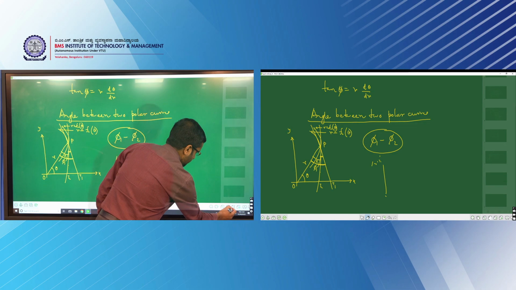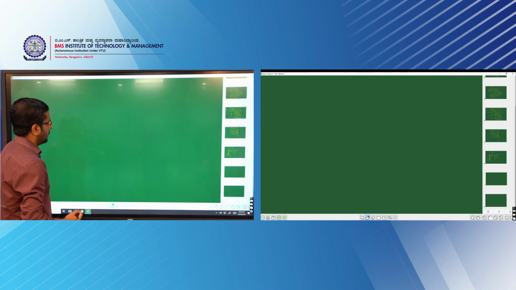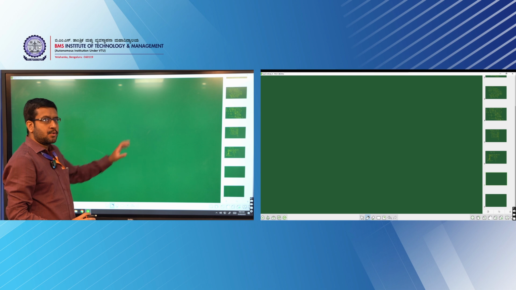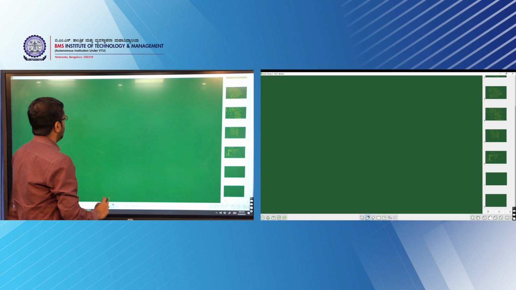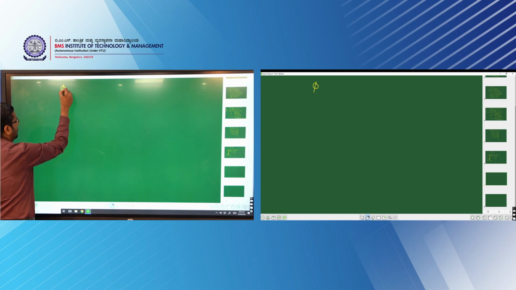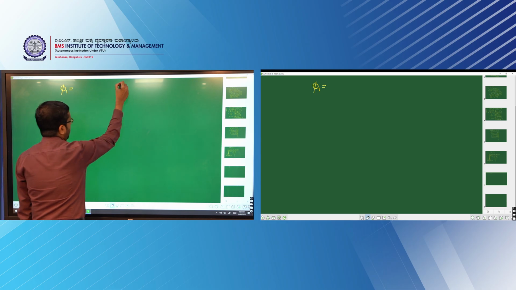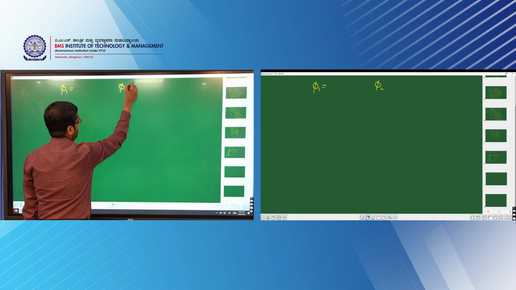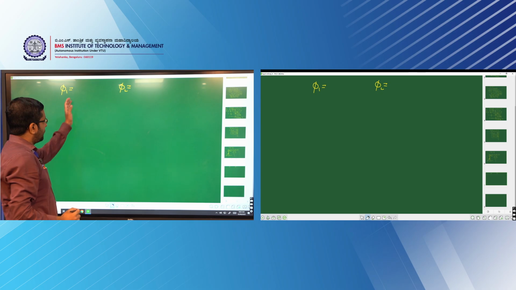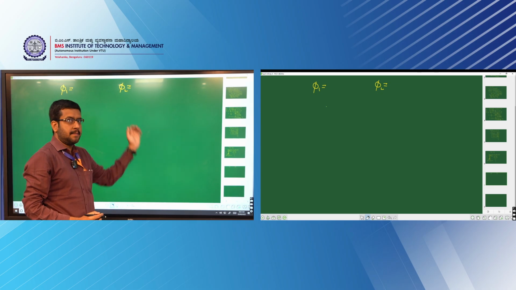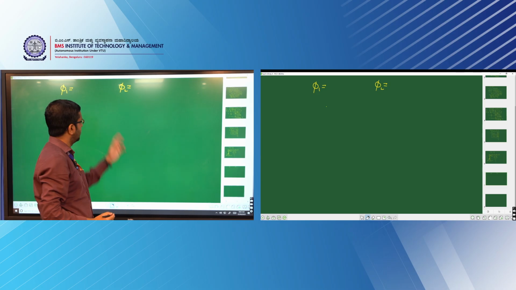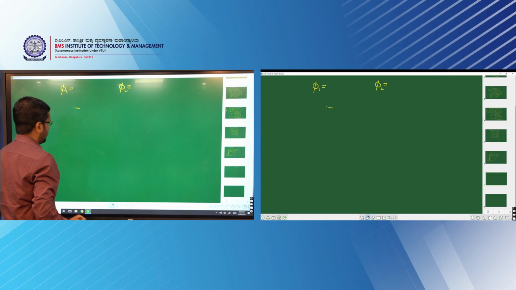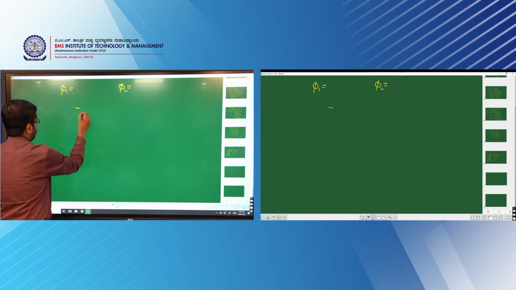Now let me show how the problem comes. Suppose two polar curves are given in the exam. We have to find phi 1 and phi 2. From the first polar curve we find the expression of phi 1, and from the second polar curve we find the expression of phi 2, using the same theorem, tan phi is equal to r d theta by dr, or you can use cot phi is equal to 1 by r dr by d theta. We find phi 1 and phi 2 and subtract them. Then we can easily find the angle between the two polar curves.